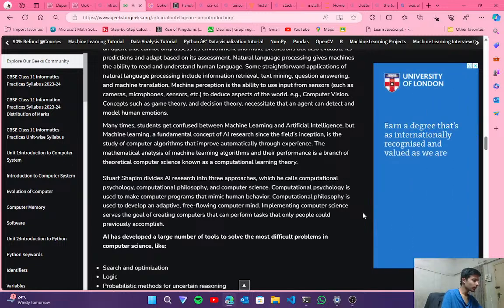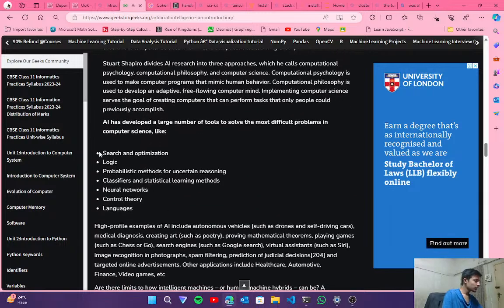AI has developed a large number of tools to solve the most difficult problems in computer science, like search and optimization, logic, probabilistic methods for uncertain reasoning, classifiers and statistical learning methods, neural networks, control theory, and languages.